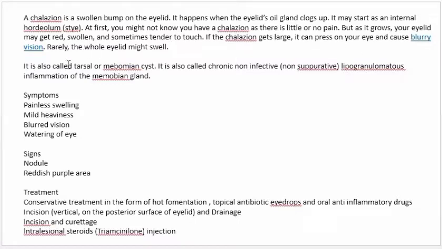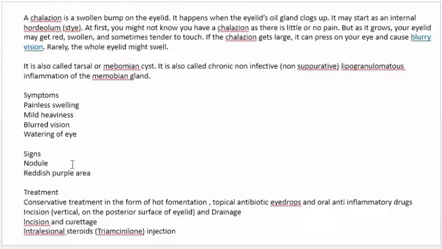It is also called a tarsal or meibomian cyst, as it involves the meibomian gland. So it's a congestion of that, it's just when it gets clogged up. It is also called a chronic, non-infective, non-suppurative lipogranulomatous inflammation of the meibomian gland. I took this from the ophthalmology book of A.K. Khurana, so there is this definition. It's helpful if you study the definition from the book. As for symptoms, you will get painless swelling, mild heaviness, blurred vision, and watering of the eyes. Obviously, whenever you have something on your eyes, I think you can relate to the symptoms and signs.